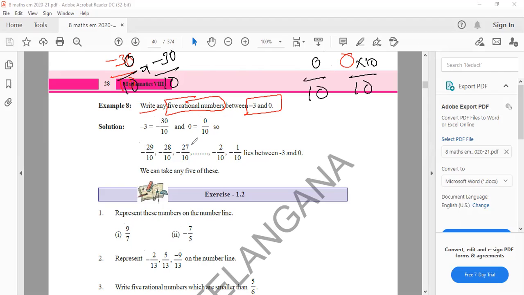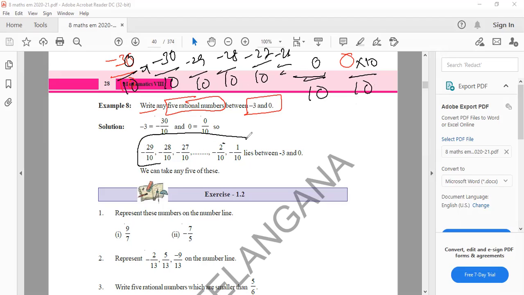Between -30 by 10 and 0 by 10, what do you get? -29 by 10, -28 by 10, -27 by 10, -26 by 10, up to 0. However many you want, that many you write, till 0. Like -27, -26, -25, -2, -1, then 0.